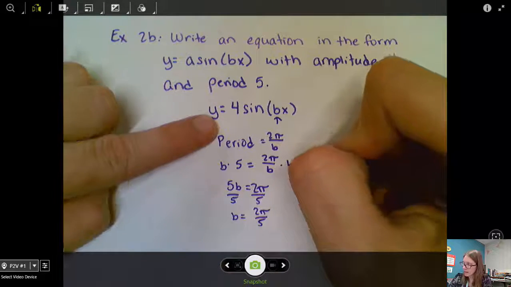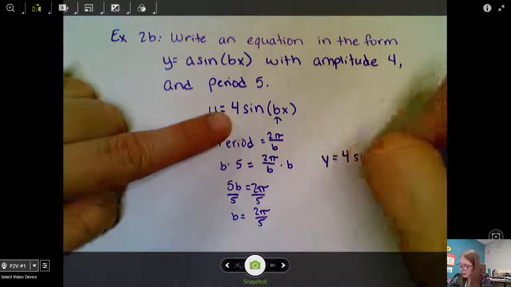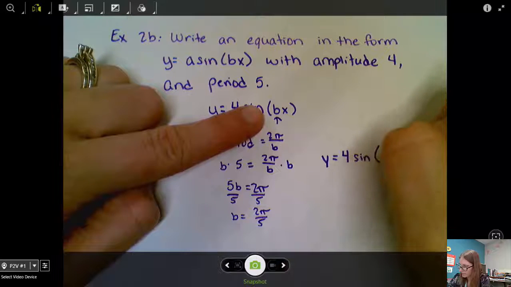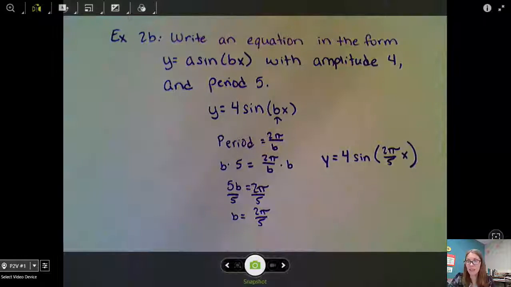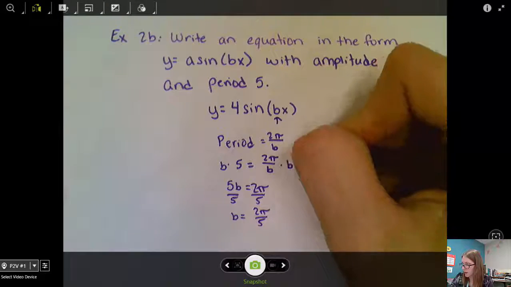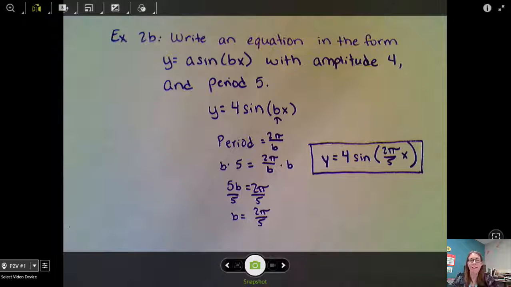So our final answer, our final equation, is y equals 4 times the sine of 2 pi over 5 x. And that looks kind of messy, but it is perfectly fine. And just like before, if you were to actually graph this, either on Desmos or on your graphing calculator, you would see that that amplitude is 4 and the period is 5.